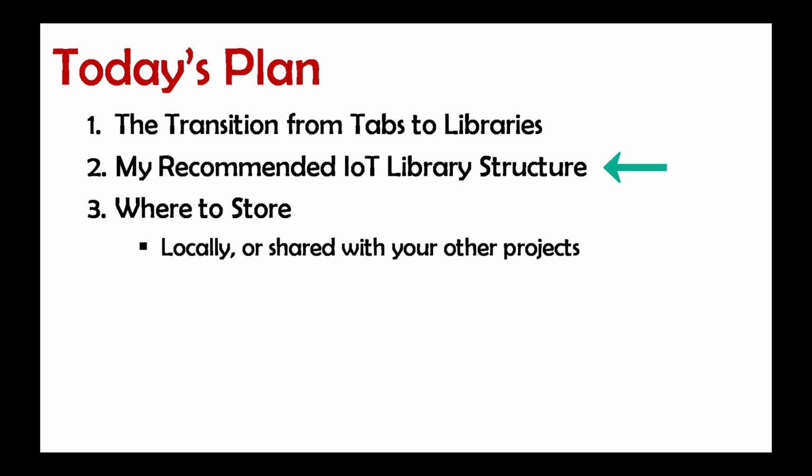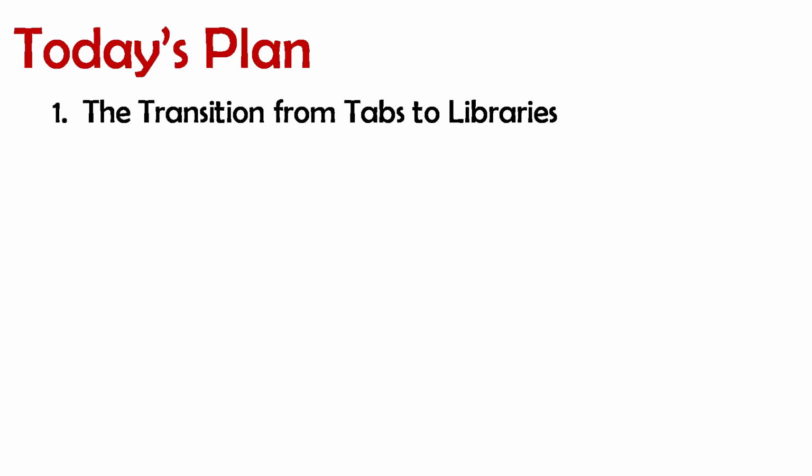After going for that quick win, I'm going to talk about my recommended IoT library structure. There's many ways to format your library. I've found that there's 5 key points that work really well for me when doing my IoT projects. I'm able to use the same structure across all my libraries, across all my projects. It's a good starting point, a good way to get familiar with what the syntax is and how you should make your own libraries. Lastly, I'm just going to show you where you can put this thing. You can either store it locally within your project or in the global libraries folder, which makes it available to all your other code. Number 1, the transition from tabs to libraries.